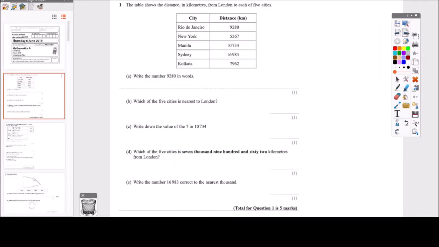Question 1. The table shows the distance in kilometres from London to each of 5 cities. Write the number 9,280 in words. Okay, so 9,280. Right, part B. Which of the 5 cities is nearest to London? If it's nearest to London, it's the smallest distance from London. So that's going to be New York.